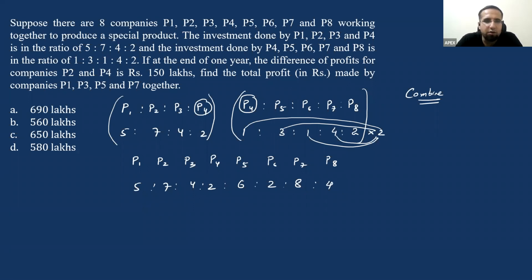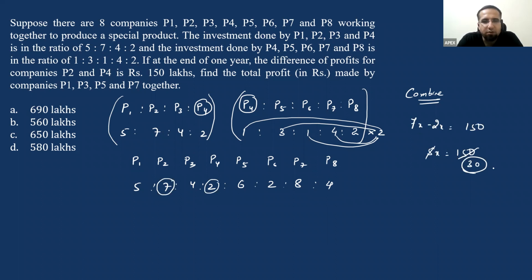If at the end of the year, the difference between P2 and P4 is equal to 150 lakhs. Okay. So P2 and P4 is not changing, 7 and 2. So 7x minus 2x is equal to 150, or the value of 5x is equal to 150, or the value of x is equal to 30.